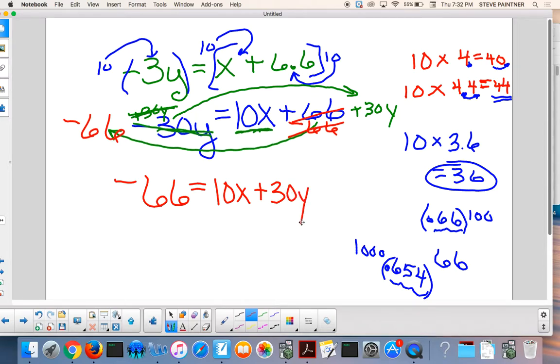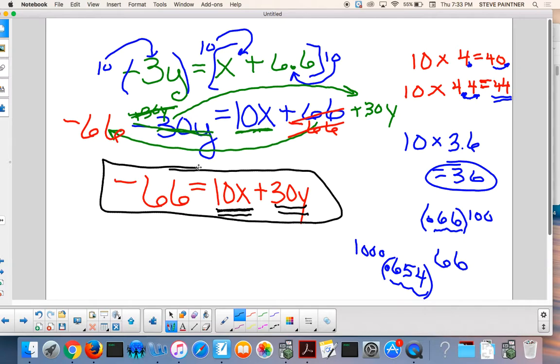And that's it. Now, my question is always the same. Is your a value positive? Yeah, positive 10. Are the x and the y term on the same side? Yes. Are there any fractions or decimals? No. We're good, so this can be your answer. Now, the reason I said can is because it's really not in simplest form.